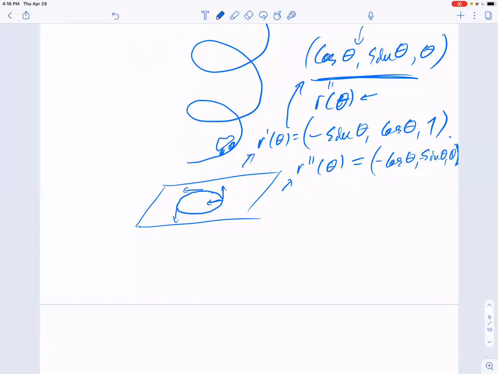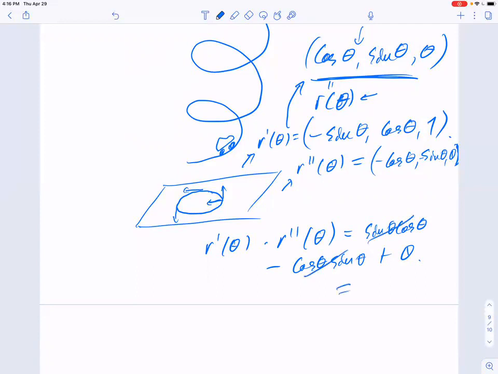So we just take a dot product, r prime of theta with r double prime of theta, okay? And that gives you sine theta, cosine theta, minus cosine theta, sine theta, plus 0. These cancel, and that just gives you 0.